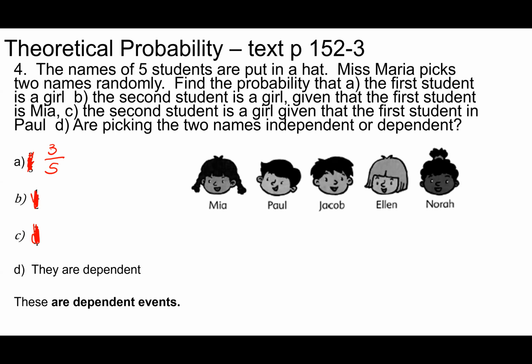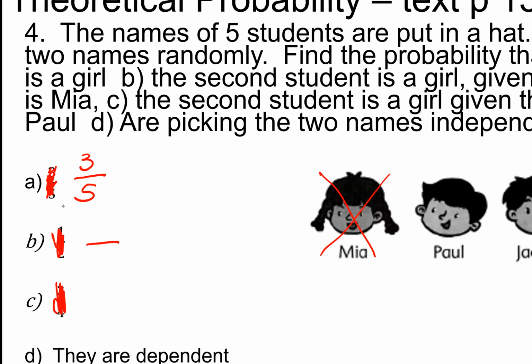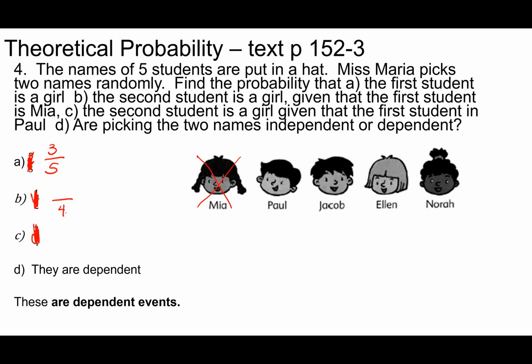B, the second student is a girl, given that the first student is Mia. So let's cross off Mia. Mia's been picked. Now, how many kids do I have in the mix? Okay, I've got 4 kids in the mix. How many girls do I have now that Mia's already been picked? Good. So that answer is 1/2.